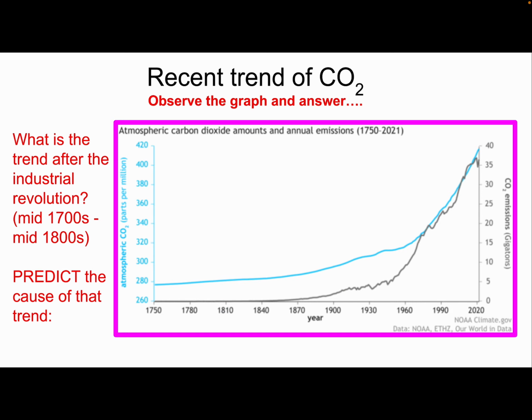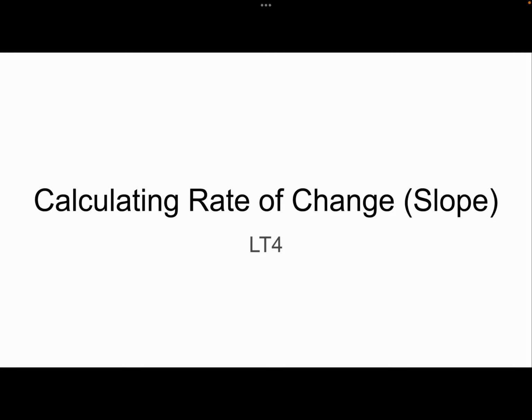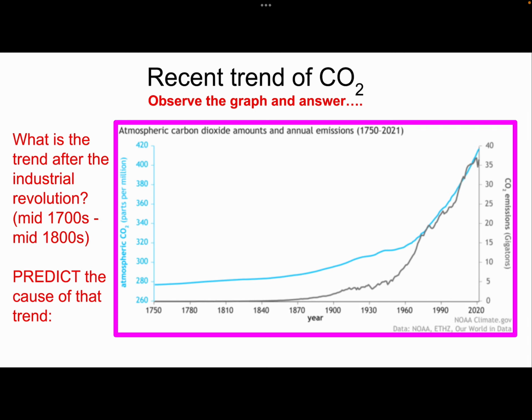Okay, here's one more graph I'm going to show you. Here's the trend after the Industrial Revolution. The Industrial Revolution is when we started using oil and fossil fuels for factories and cars. This is the CO2 level over the last couple hundred years. So if this is what's happening to the carbon dioxide levels, what would you predict is going to happen to the temperature? Okay, well that's it for learning target number 3.